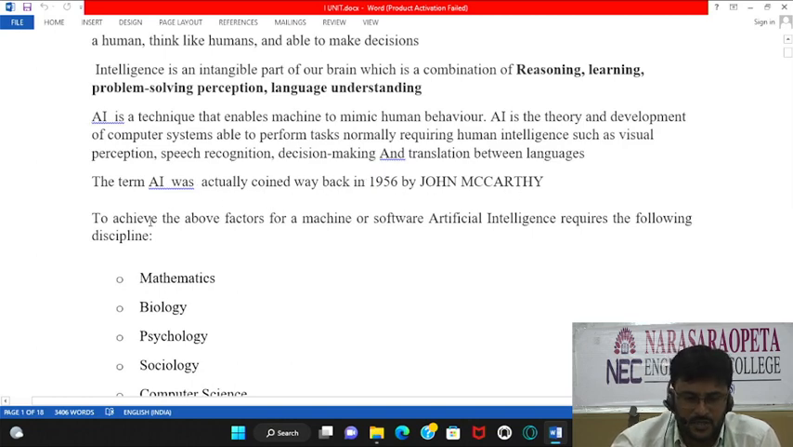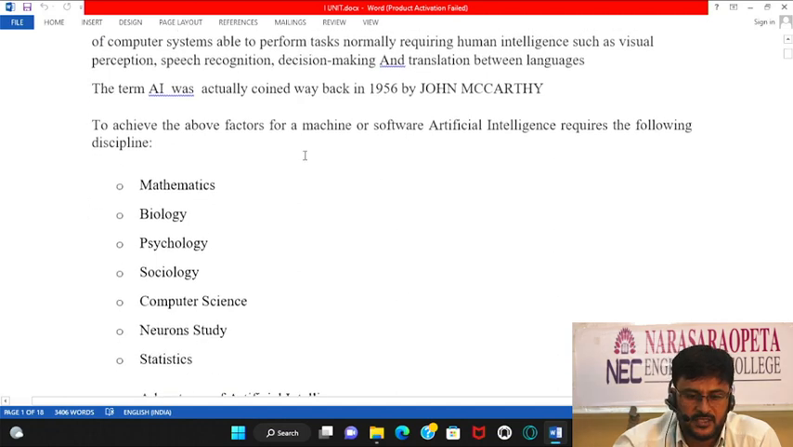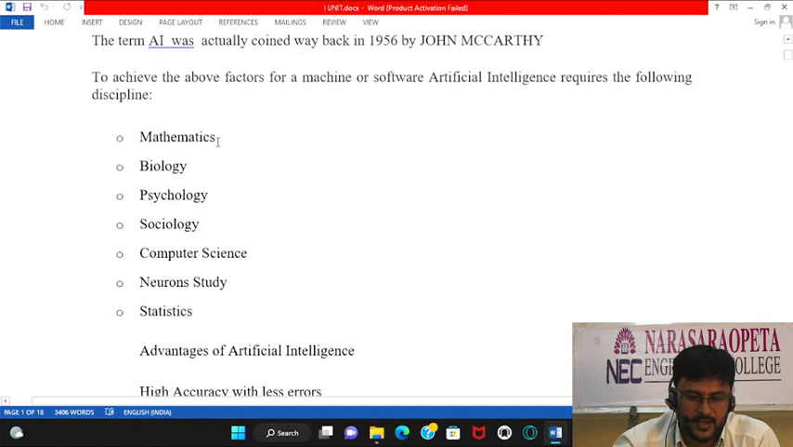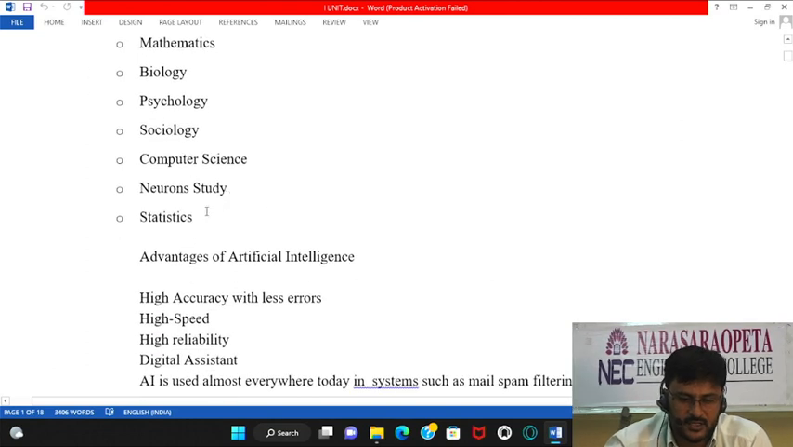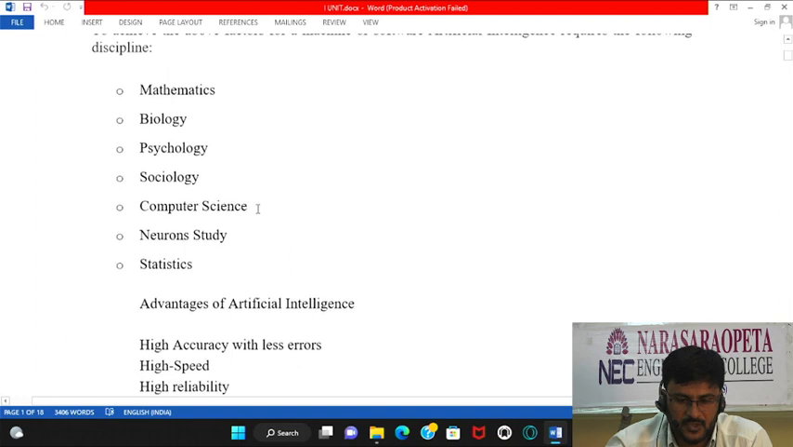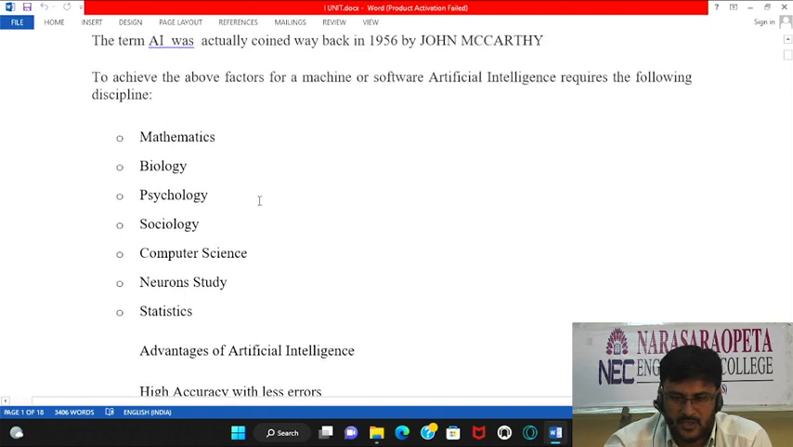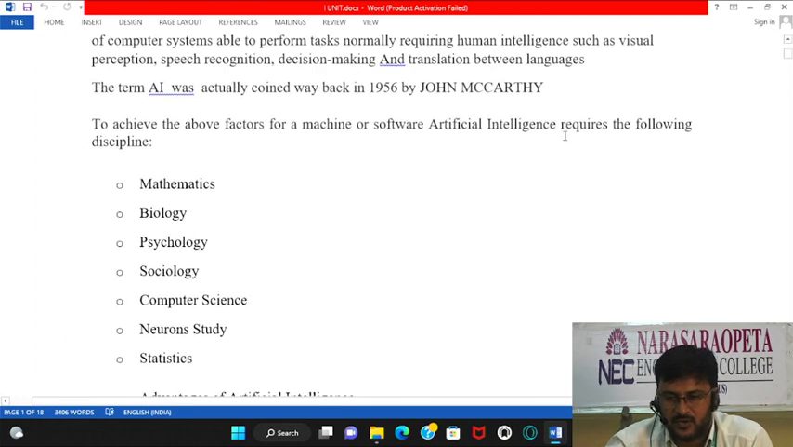To achieve the above for a machine or software, artificial intelligence requires several disciplines: mathematics, biology, psychology, sociology, computer science, neural study, and statistics. These are the factors that software intelligence requires.